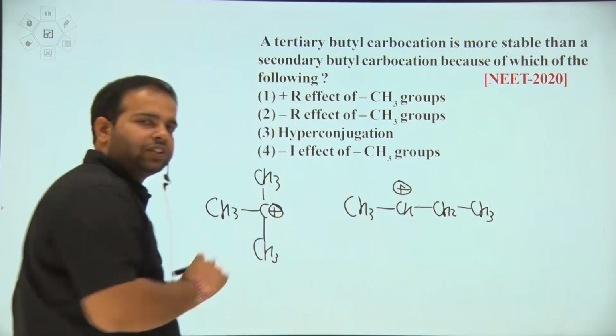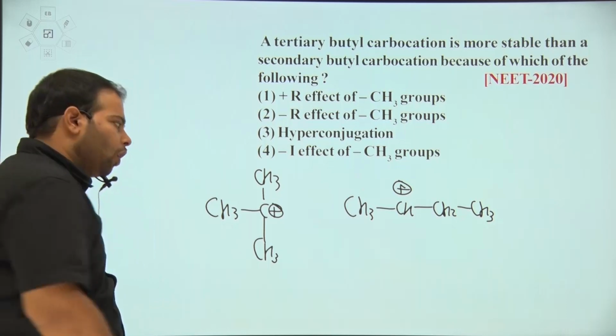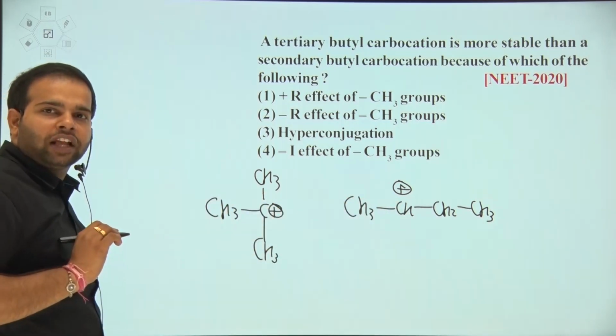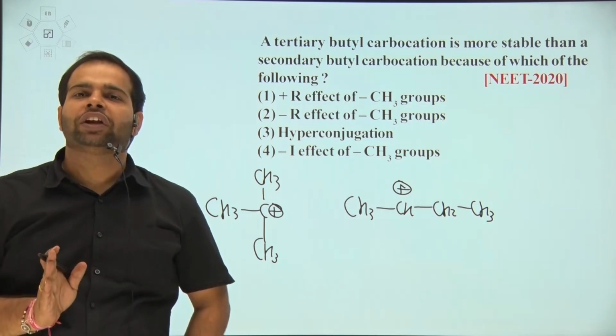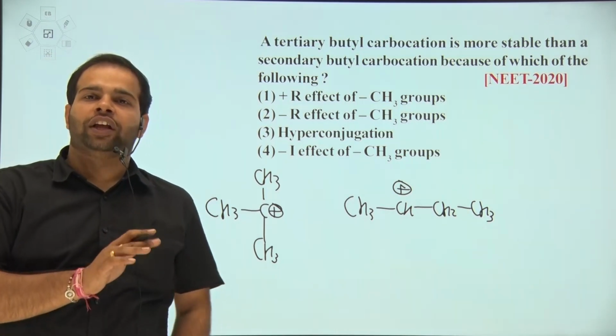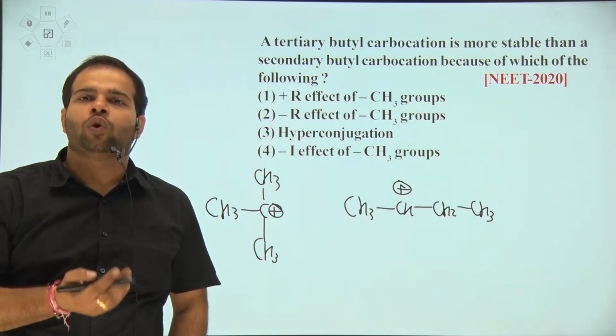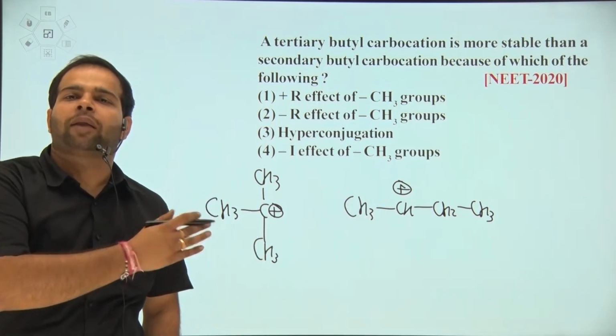Now we have to compare the stability of these two cations. First of all, both carbocations are saturated carbocations, meaning there is no difference in electronegativity. The second factor is resonance. None of them can participate in resonance because there is no conjugation in these two carbocations.